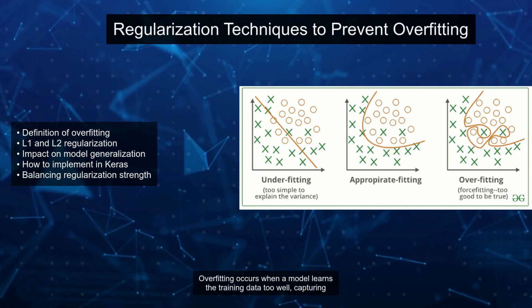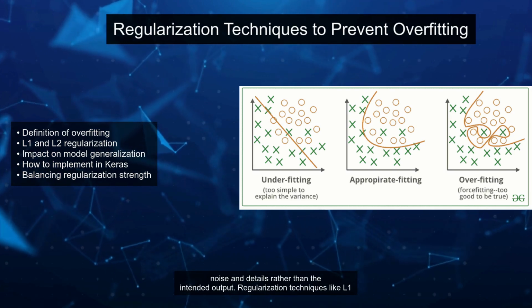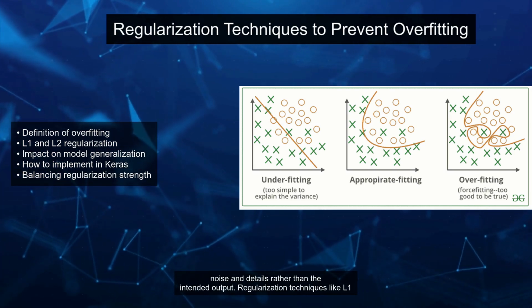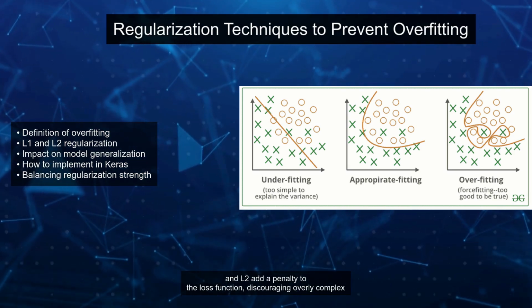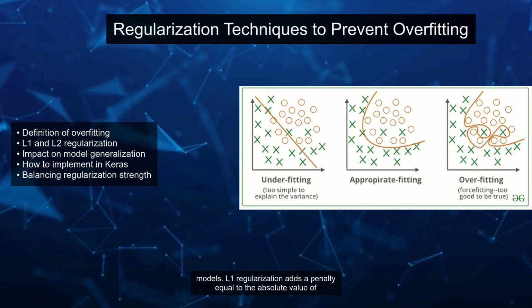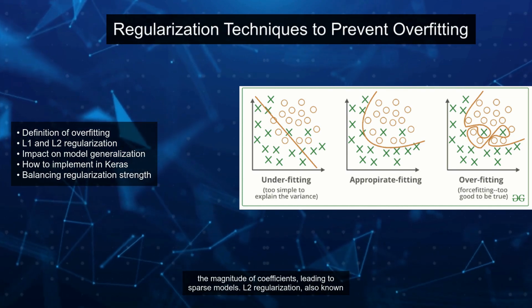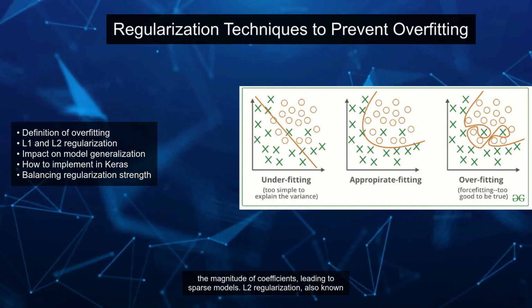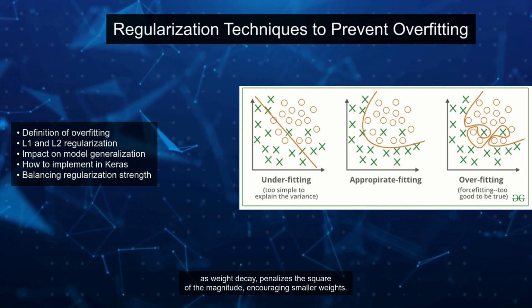Overfitting occurs when a model learns the training data too well, capturing noise and details rather than the intended output. Regularization techniques like L1 and L2 add a penalty to the loss function, discouraging overly complex models. L1 regularization adds a penalty equal to the absolute value of the magnitude of coefficients, leading to sparse models. L2 regularization, also known as weight decay, penalizes the square of the magnitude, encouraging smaller weights.